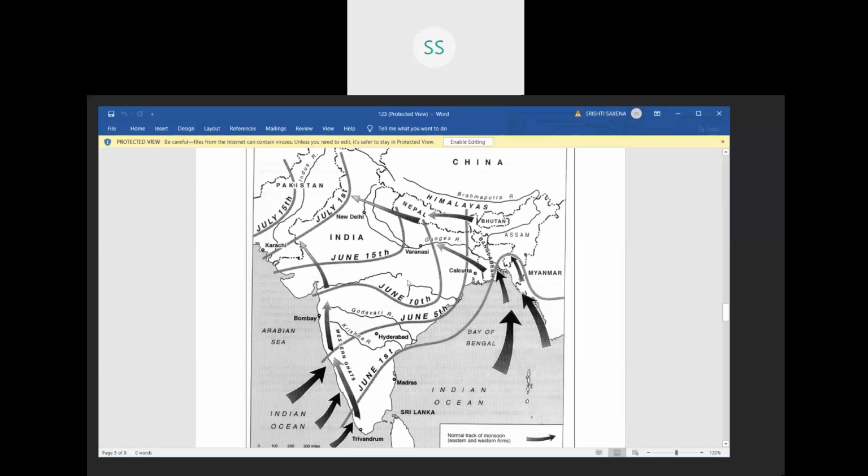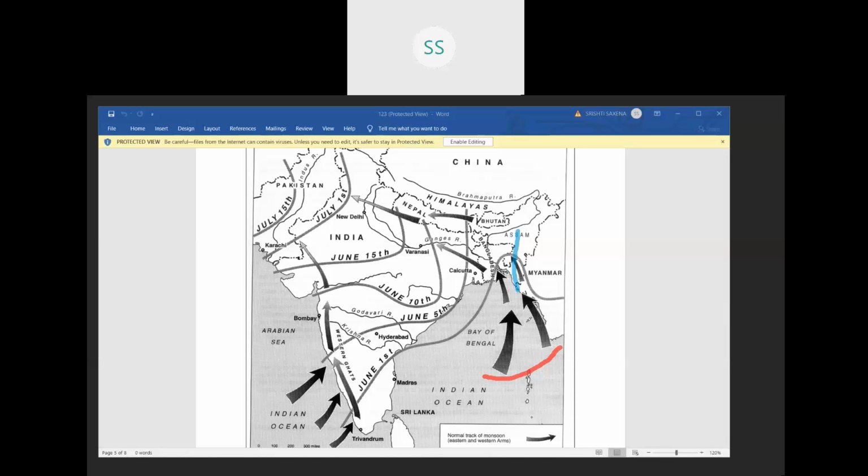And now let's do the Bay of Bengal branch, because we have already completed the Arabian Sea branch. Children, this is your Bay of Bengal branch, which you can see here. Where are these winds first of all arriving? They are arriving into Assam, you can see here. So Assam also receives a very high amount of rainfall.